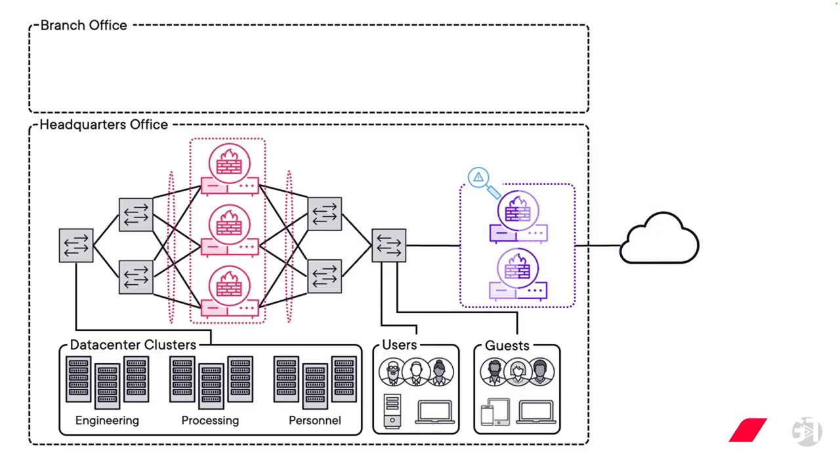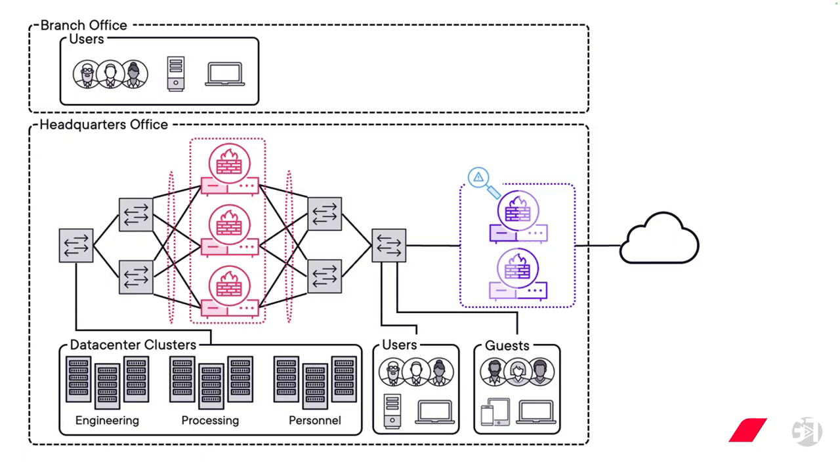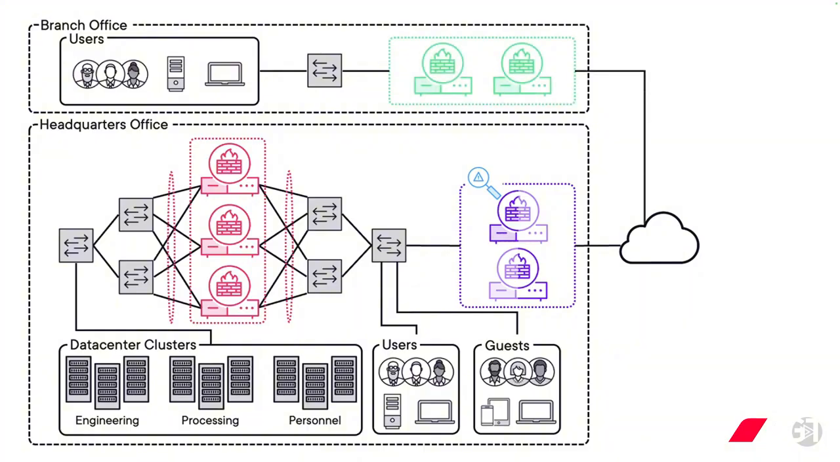So now let's focus on the new branch office that is being set up. Just users are located here, so no need for any data center firewalls. But they do need to go out to the internet, so that traffic needs to be protected. As you can see, they are connected to the ASA via a switch and then out to the internet.